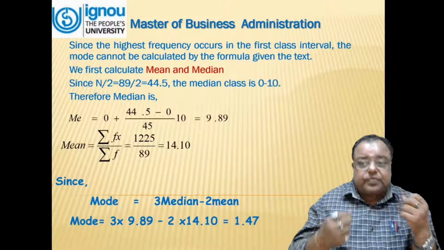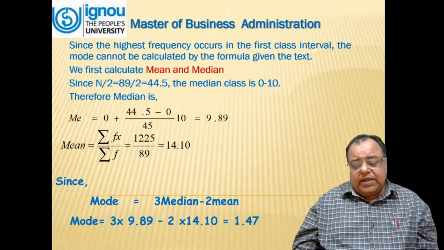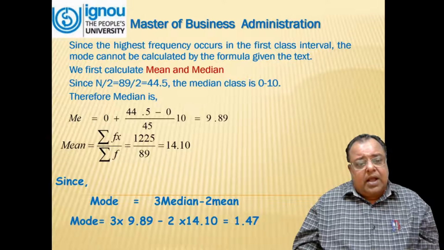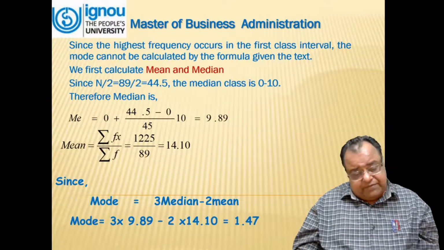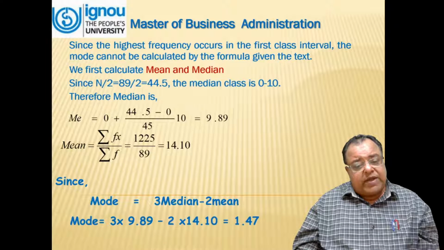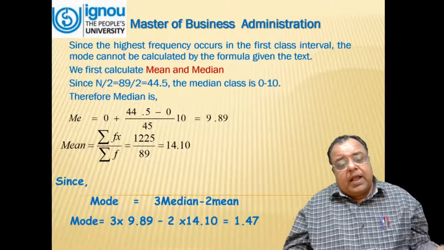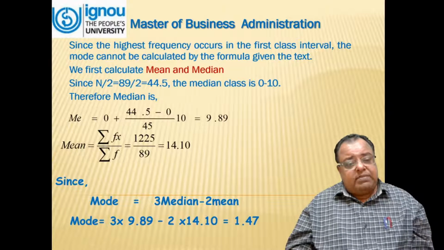Now we have to see how to calculate the mean. We know that it is summation of fx by summation of f. This comes out to be 1255 divided by 89. This is 14.10.